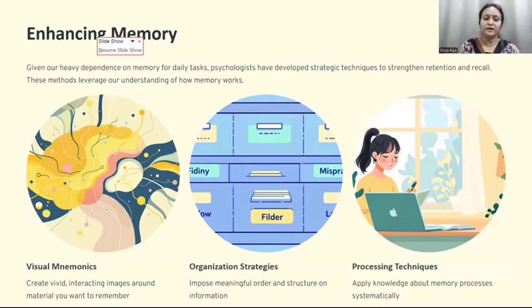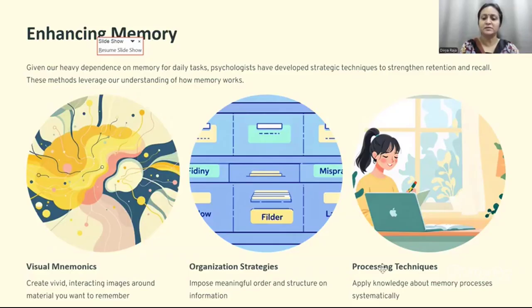Now, one technique is using mnemonics through visualization. Here, we create images about what we want to remember. Whereas mnemonics using organization will give an order. When we are studying, we study systematically. We give an order and structure on what information we want to remember.